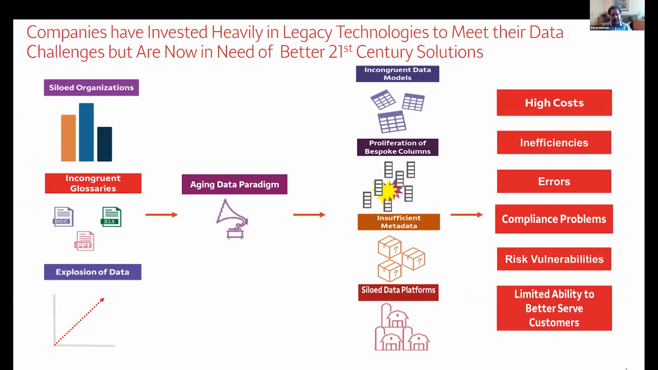It's highly siloed. This has resulted in the current state of very high costs to manage data, inefficiencies, errors, compliance problems, vulnerabilities and risk management issues, and of course, it leads to limited abilities to better serve customers. Knowledge graph technology, which I'm going to further introduce to you, can offer transformational improvements.